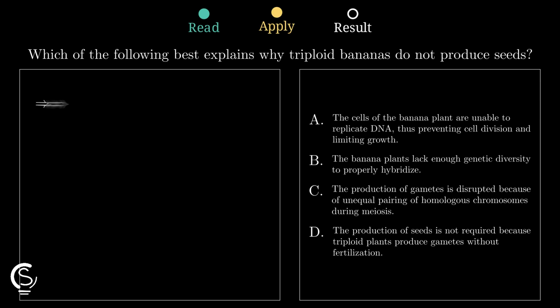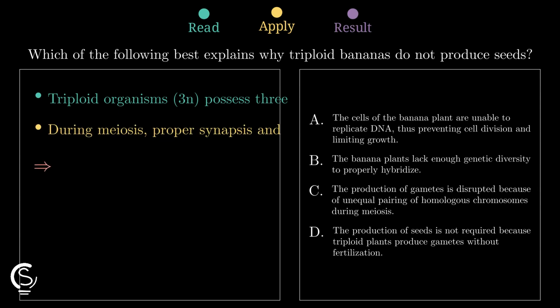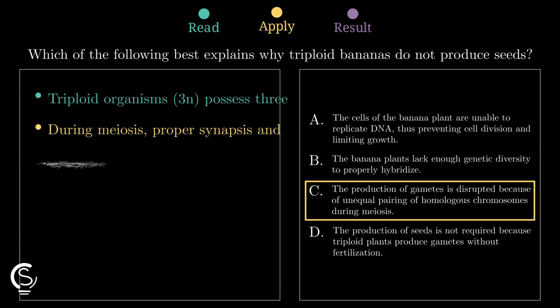During meiosis, chromosomes must pair up perfectly to divide. Since there are 3 sets, they cannot pair evenly, leading to a chaotic mess that prevents the formation of healthy, viable gametes. Without functional gametes, the banana plant simply can't produce seeds at all. This disruption during the pairing phase makes option C the only logical choice for our final answer today. Boom.